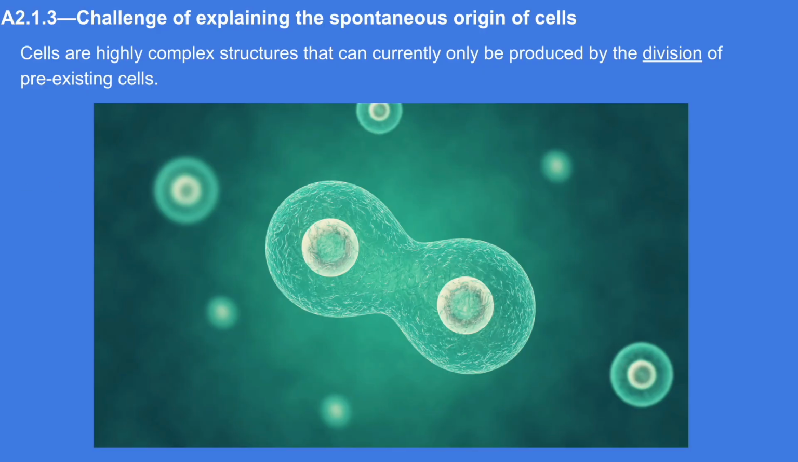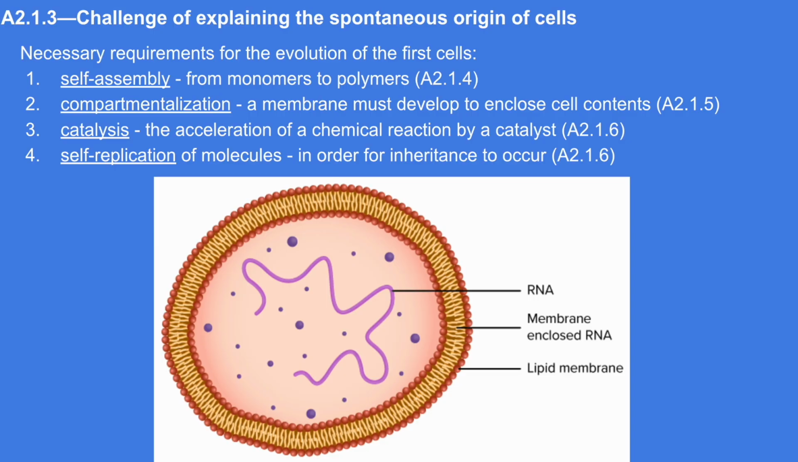Now, if all cells have to come from pre-existing cells, that begs the question, well, where did the first cell come from? In order for the first cell to show up, there are 4 challenges that would have had to be overcome. First up, we would have needed to have self-assembly. We would have had to have simple molecules become more complex molecules.